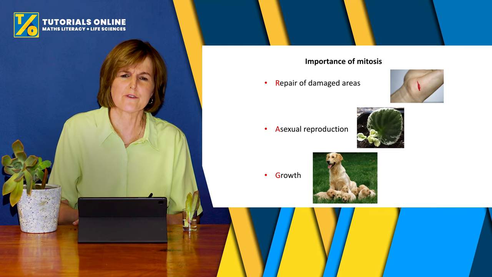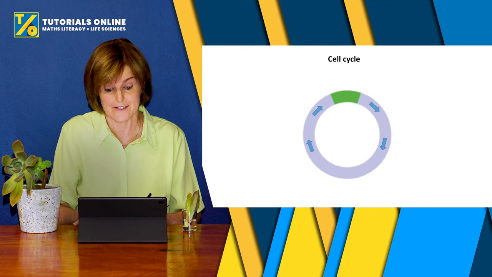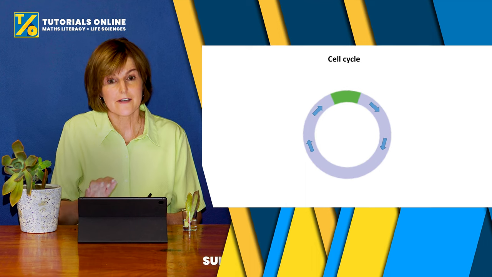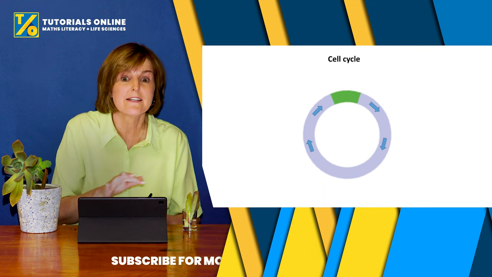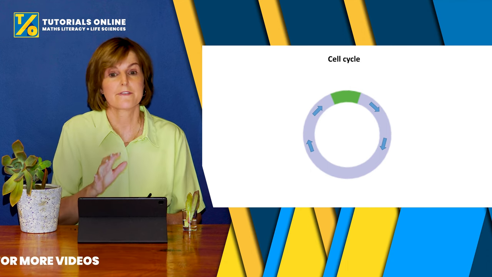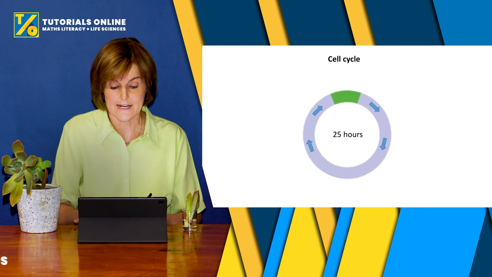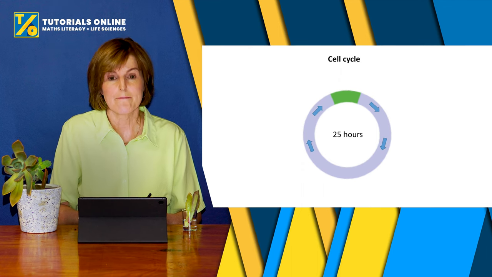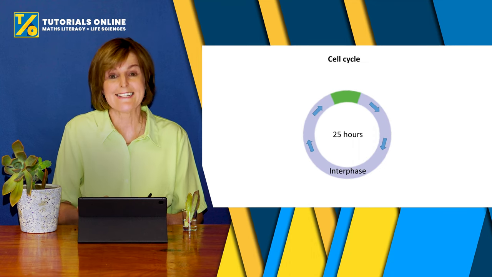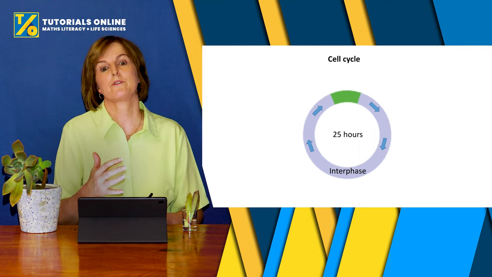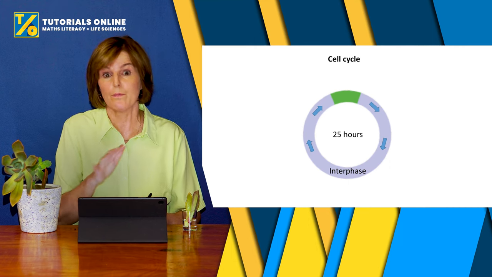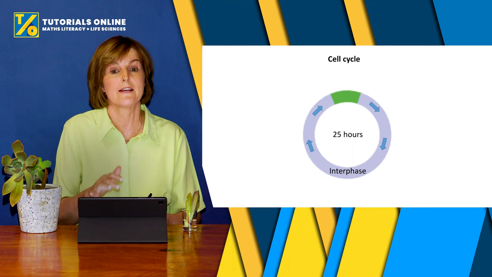Before we can understand mitosis fully, you have to know about the cell cycle. And now I just want to tell you a bit about the cell cycle. The cell cycle is a series of events in a cell that happen over and over again in the lifetime of various cells. It takes about 25 hours, and the main part at the bottom there, you see that purple blue color? That is interphase. It takes up most of the time, so maybe like 22, 23 hours of a cell's life, of this whole process of the cell cycle is interphase.